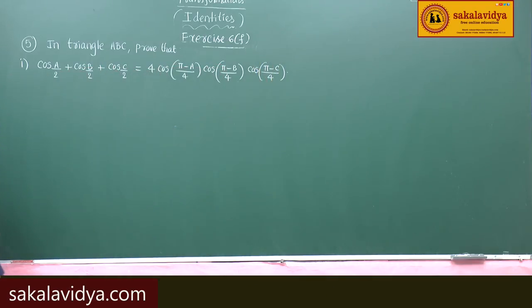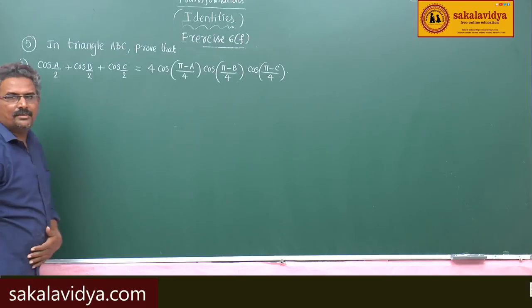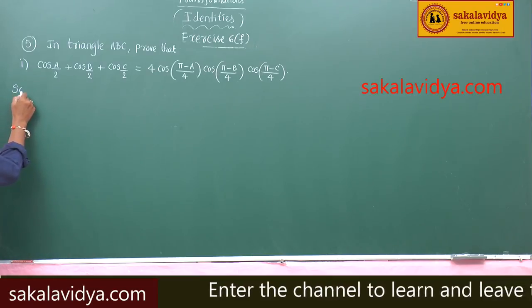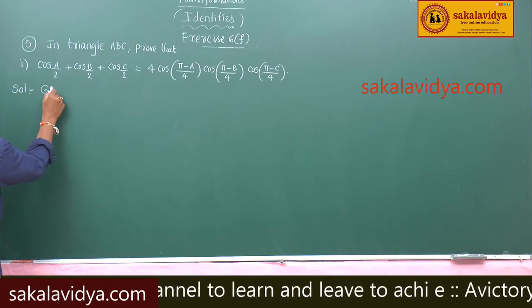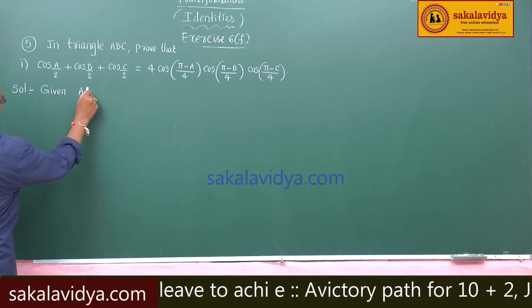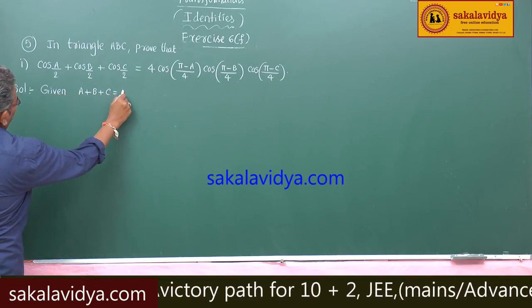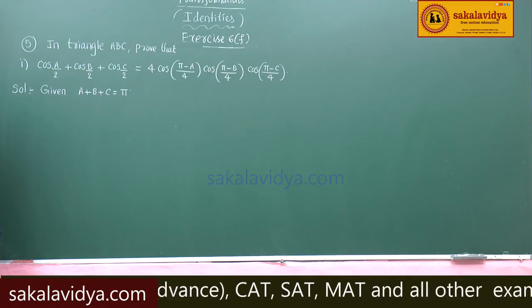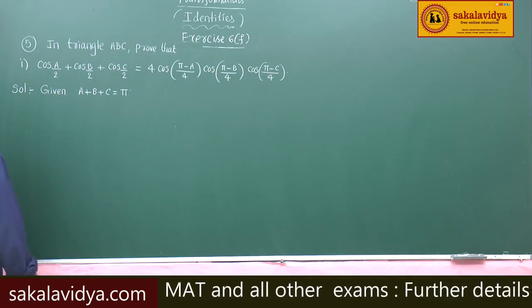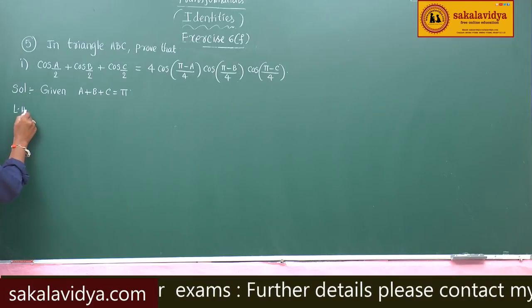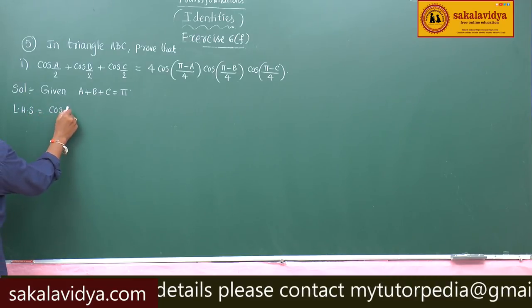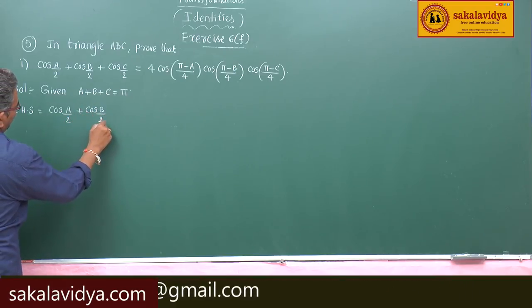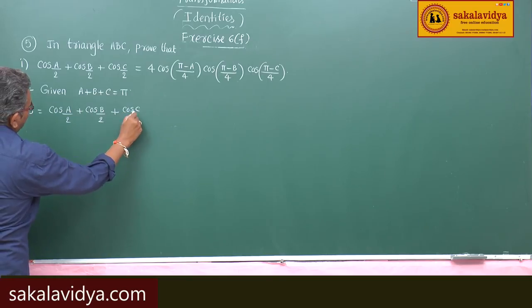Okay, next second problem, later we shall do. First let us complete this problem under this condition. Given A + B + C is equal to 180 degrees or pi, we can say pi, because in terms of pi we have to explain. Left hand side, cos A/2 + cos B/2 + cos C/2.